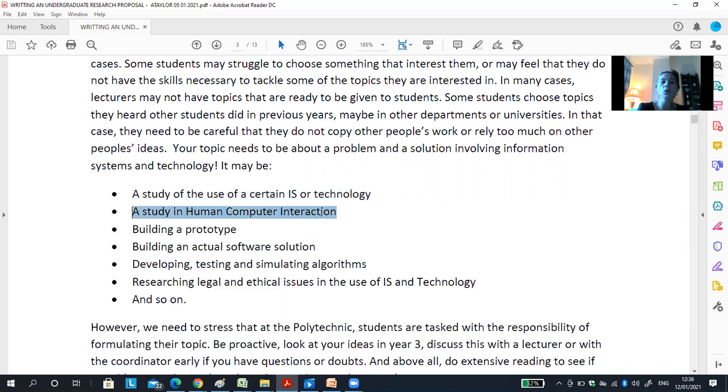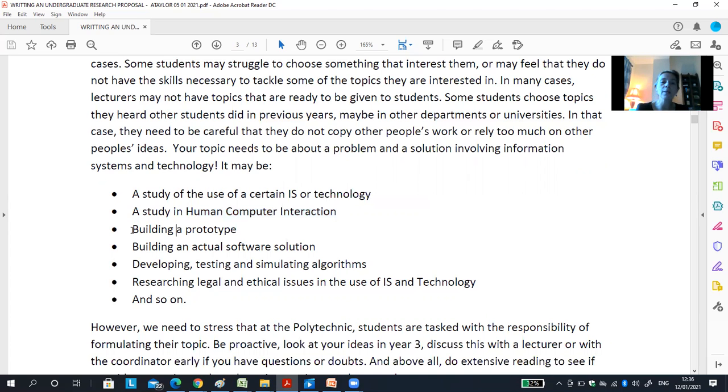It can be a study in human-computer interaction. Some years students looked in developing tools for the blind or for visually impaired, or it can be a general study of human-computer interaction. For example, one of your lecturers developed a keyboard, a computer keyboard for typing Chichewa faster and maybe with less errors.